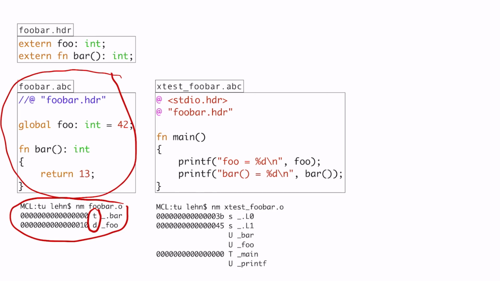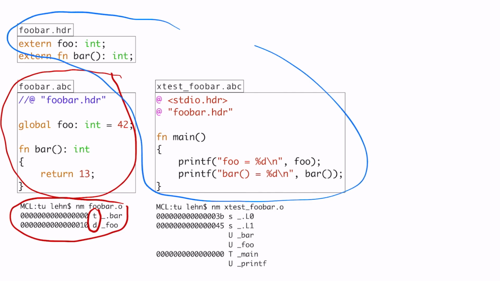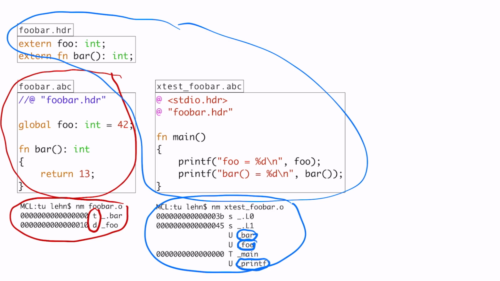The default in ABC is that if a global variable doesn't have an external declaration, it's an internal global variable. If a function doesn't have an external declaration, it's an internal function. That means in this case the symbols for these functions and variables are not visible to the linker. The second translation unit is this part here. From that, an object file with these symbols will be generated. And you see, as before, bar, foo, and printf are undefined symbols, but no compile time error.